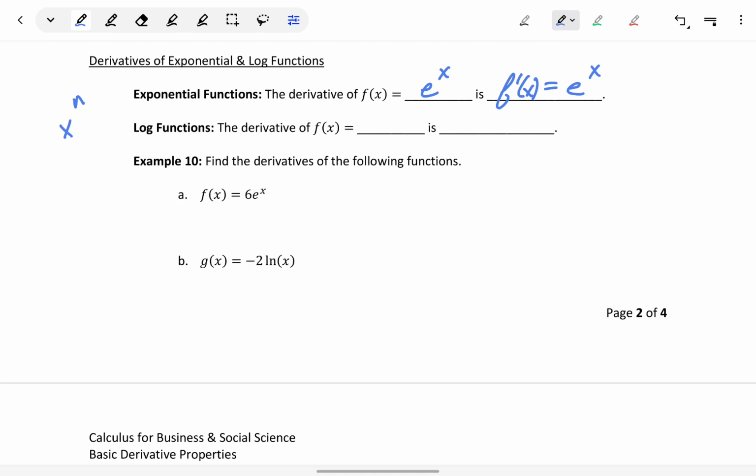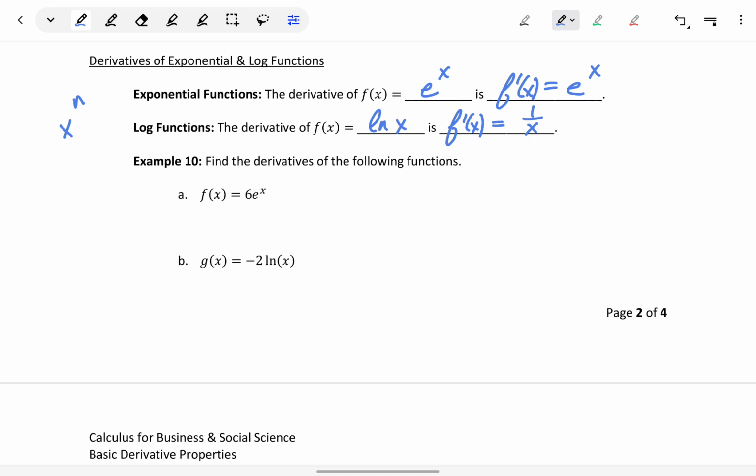That one can be a little confusing. Nothing changed with the function. The derivative of e to the x just is that same function again. But when we take the derivative of a log function, like the natural log of x, then in that case, f prime of x is going to be equal to 1 over x.